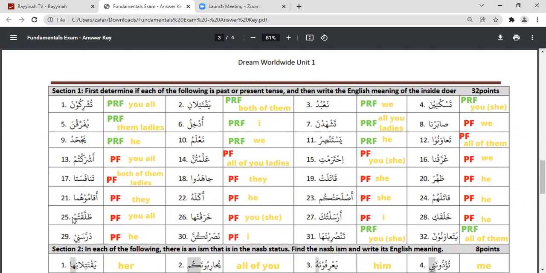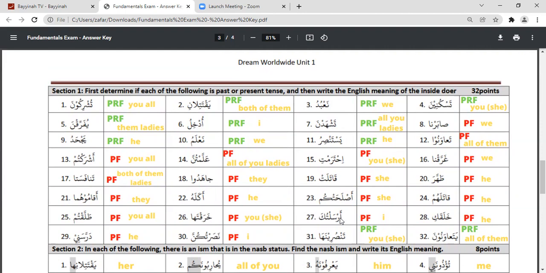Okay, and what we have to do in this section is first determine if each of the following is past or present tense, and then write the English meaning of the inside doer. And we start from 25. Wallaqtum. Wallaqtum is basically the past tense, and tum, which is antum, is you all. Then kharaqtaha, so the ha over here is the attached pronoun, we will not consider that, and kharaqta is you, male. Okay, anta kharaqta.